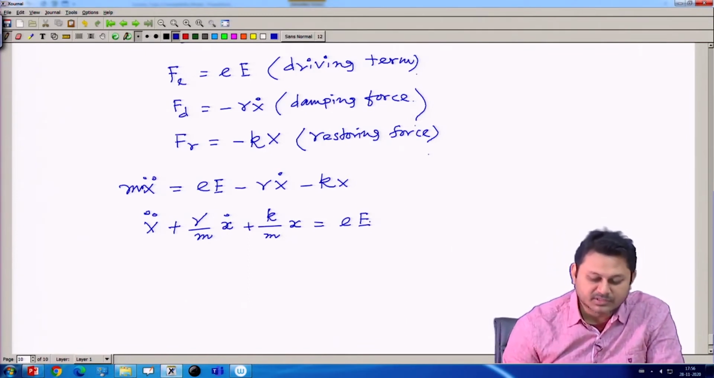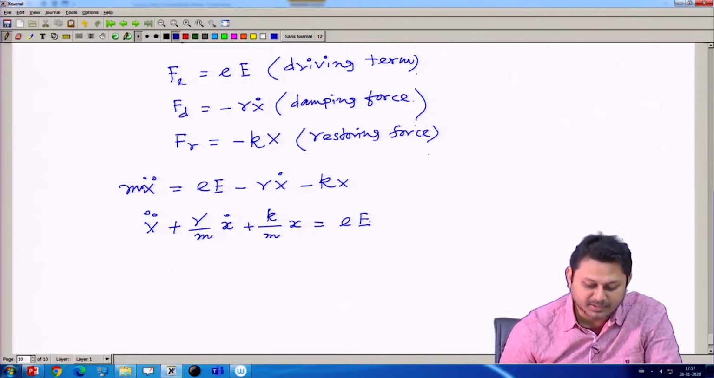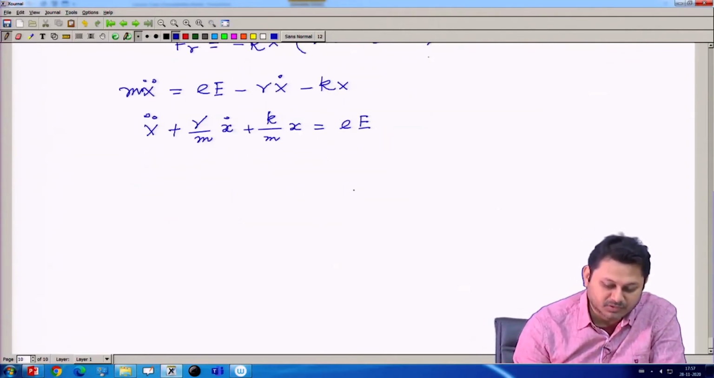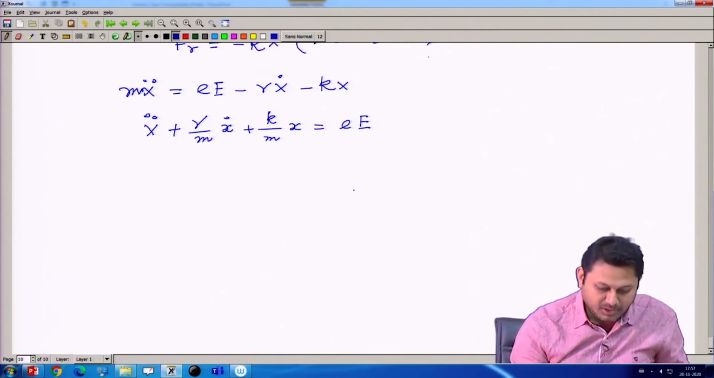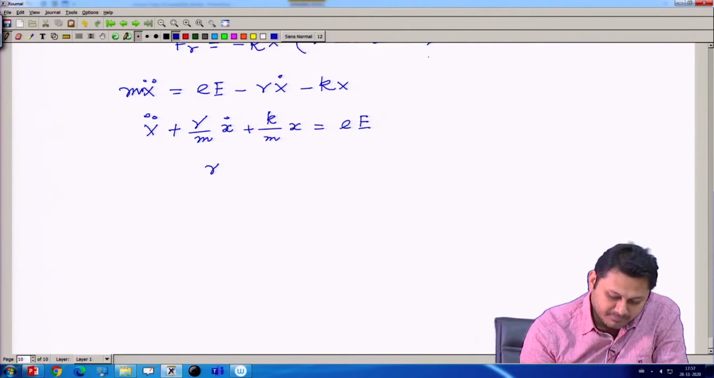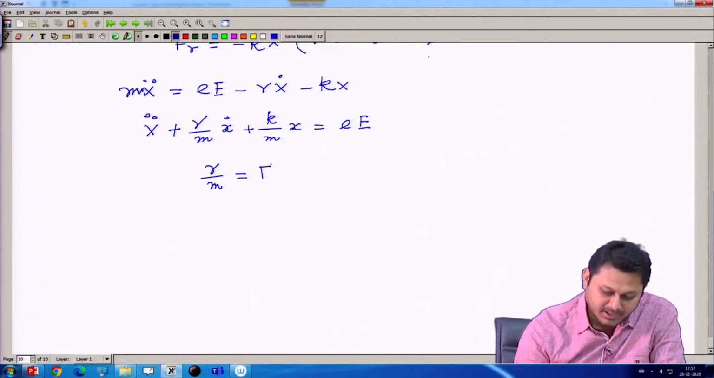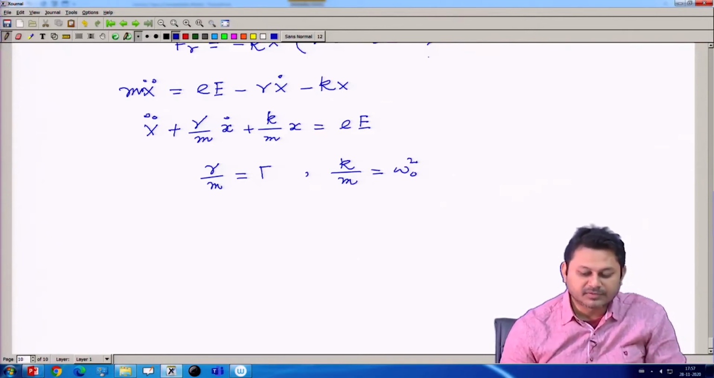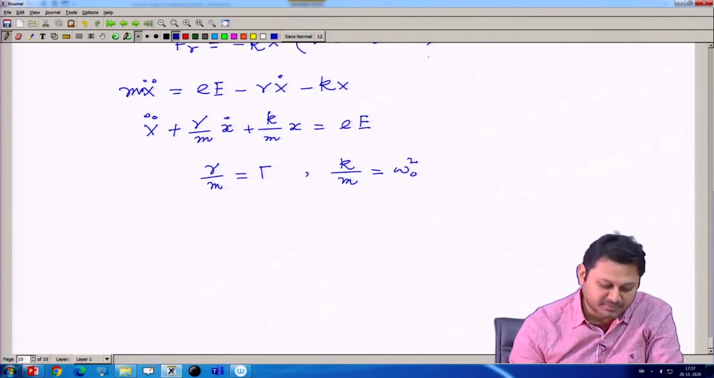Mind it, k here is a spring constant, not the propagation constant. These are different things. Maybe the notation looks the same, but k is the spring constant, usually coming from Hooke's law. Now, I define gamma divided by m as the damping term, big gamma, and k divided by m as our usual omega 0 square, which is the resonance frequency of the system. We know that in a spring mass system the resonance frequency is nothing but root over k by m, and I am just using that.